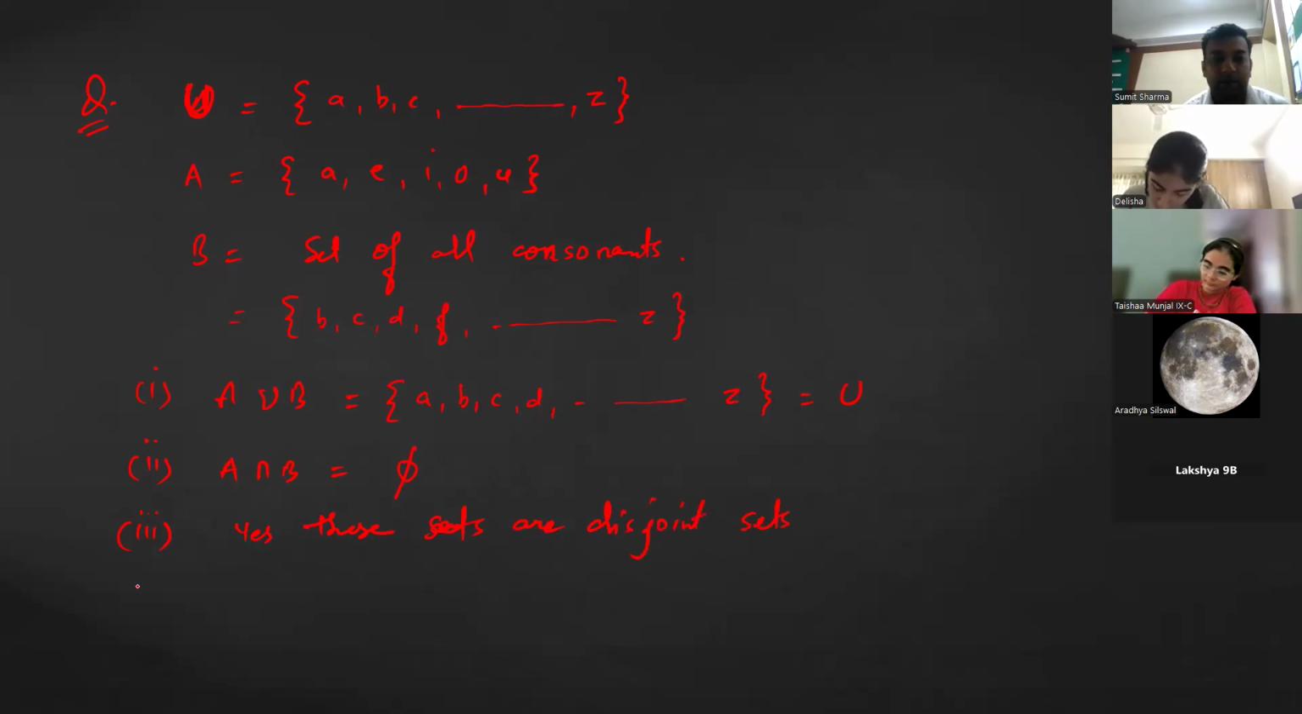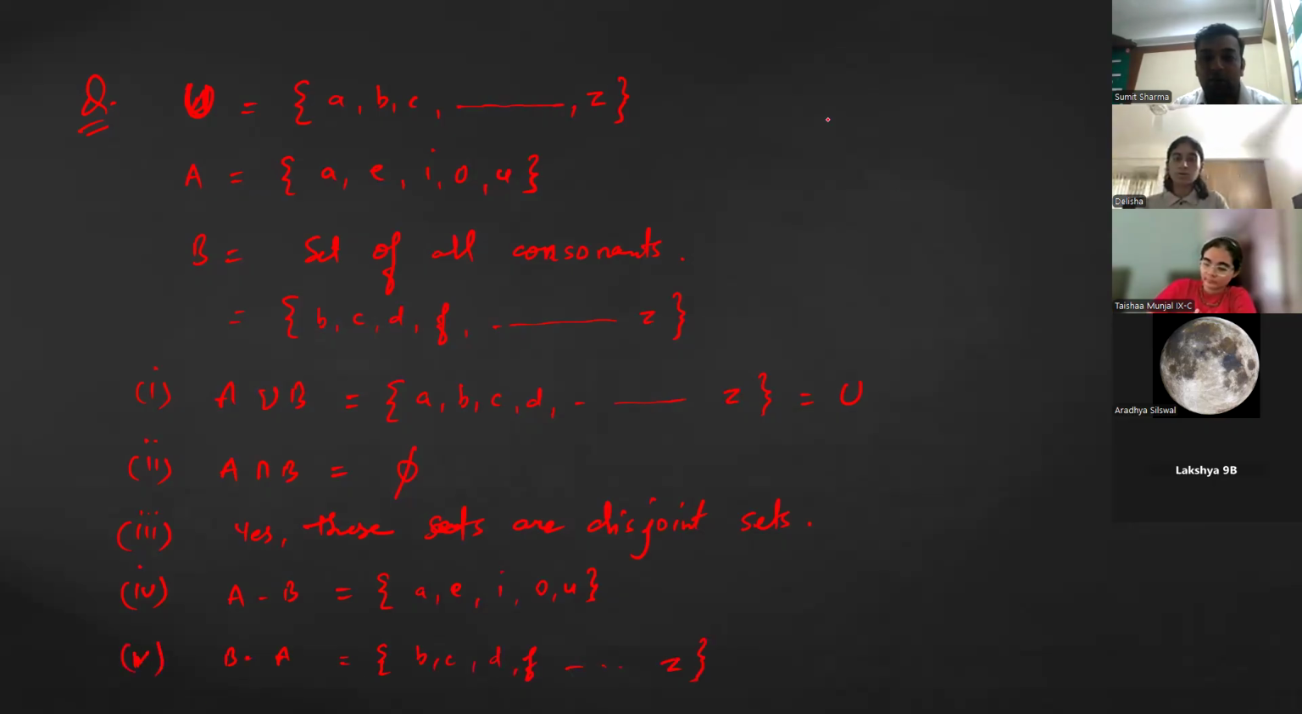Right? The fourth thing is A minus B. If we talk about A minus B now, because there is nothing common between these two, A minus B will be equal to A only: A, E, I, O, U. Similarly, B minus A will also be equal to B only. That is the set of all consonants, B, C, D, F, and so on up to Z. Right? So that is the fifth part.